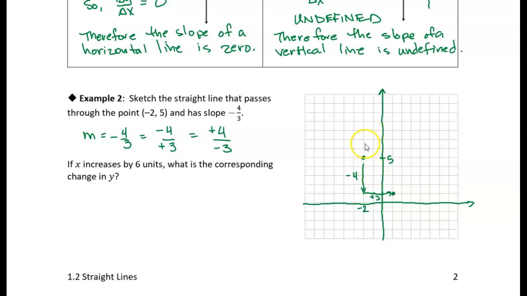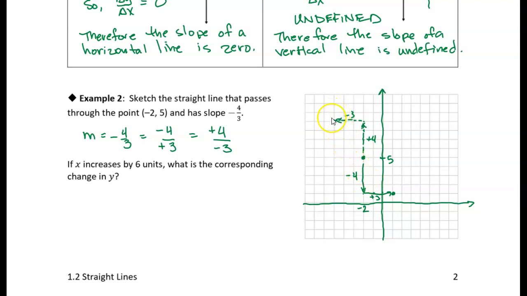Or I can go up by 4, so 1, 2, 3, 4, and over by 3, 1, 2, 3. Okay, so that will be another point on my line over here. So I'm going, maybe I should make these dashed lines, going up by 4 and in the negative x direction by 3. So this is a +4 over a -3. All right. So now I have 3 points and I can draw my line.